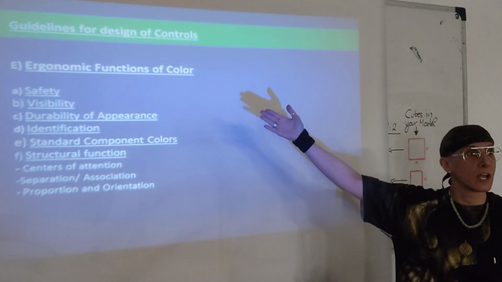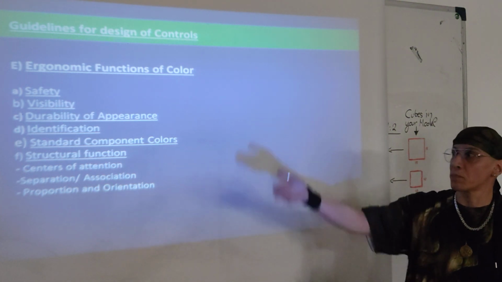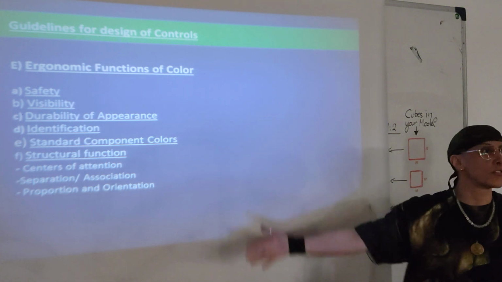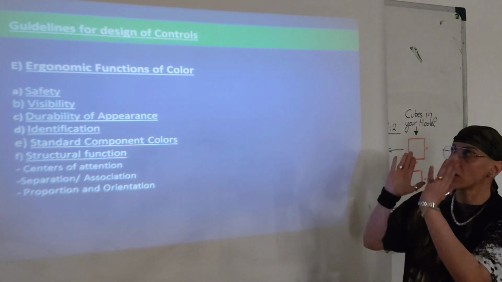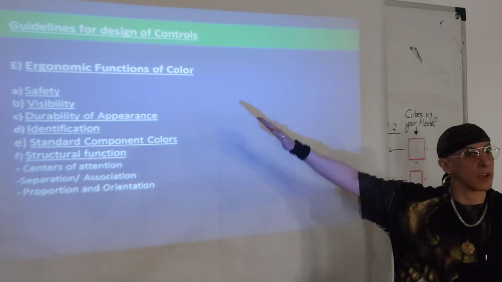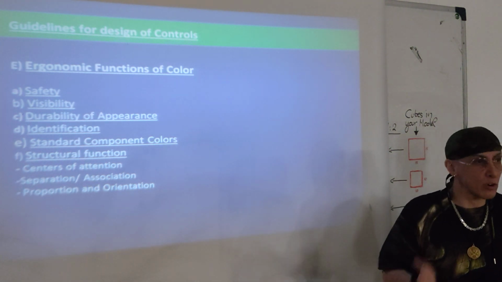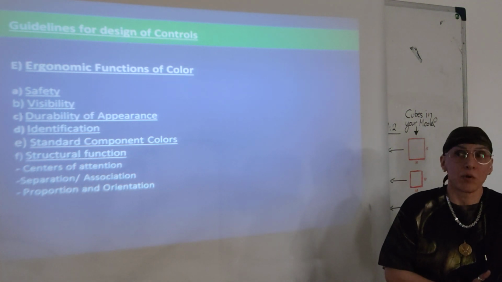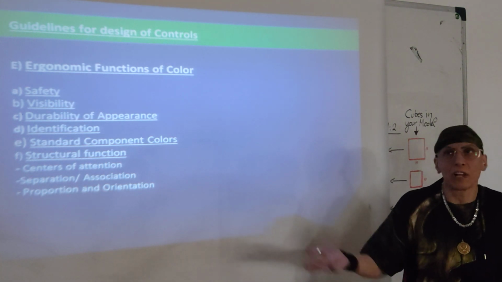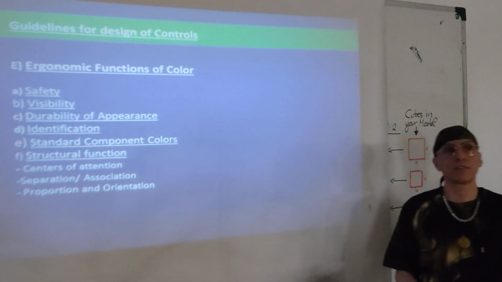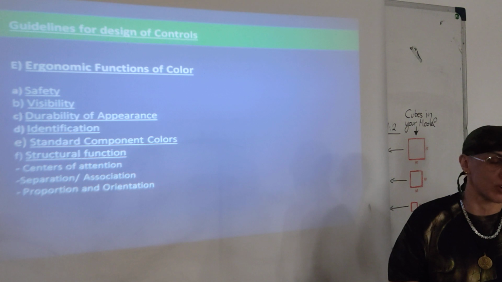All of these things color can achieve. So for example, safety, visibility, durability of appearance, identification, and so on. So we will talk about each one of these and focus on the choice of color only and how it affects all of these points. Color can be critical. So the wrong choice of color can be critical in most designs. So you think color is something very optional and not important, but in fact it is very important. It can damage the whole design if you choose the wrong color.